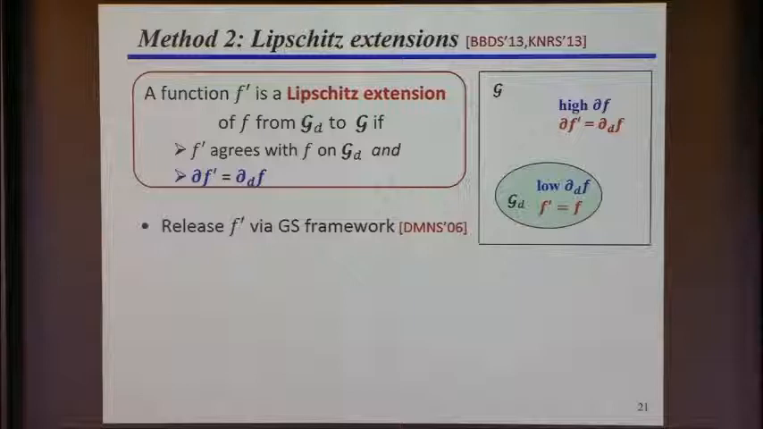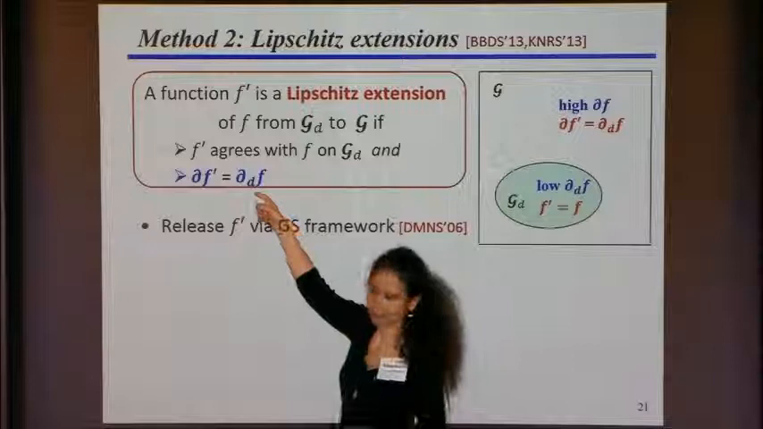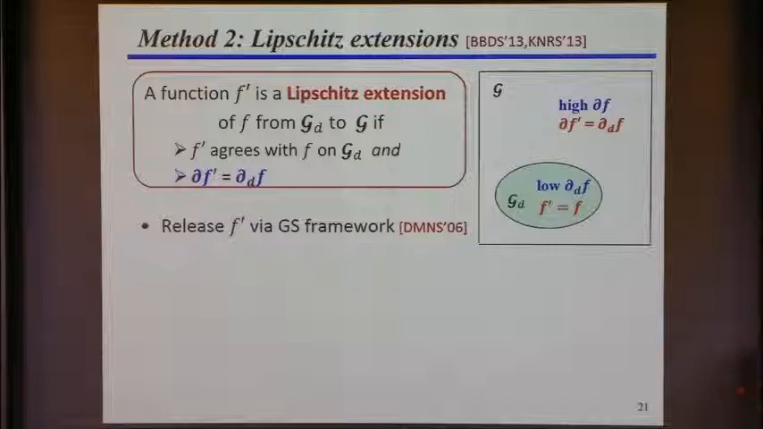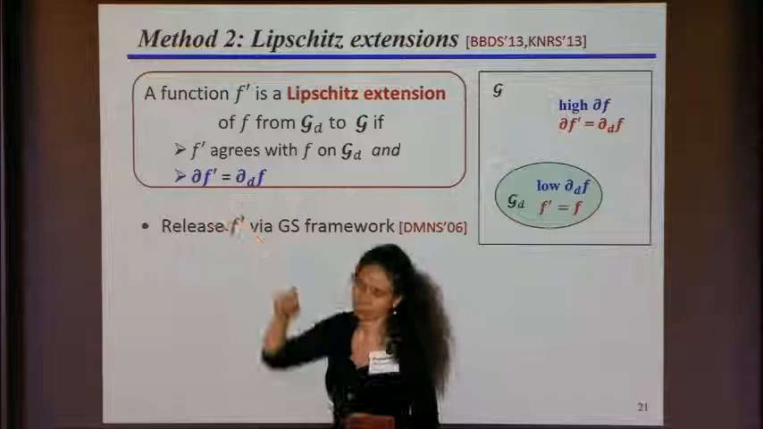Questions about this? Good. Okay, so once we have this function, we're just going to release this Lipschitz extension via the global sensitivity framework, using the fact that it has low global sensitivity. I'm not going to prove this, but for the statistics we care about, we can prove that when you do this operation on graphs which are close to bounded degree graphs, you don't lose too much. So this first step, shifting to F prime instead of F, doesn't lose too much.